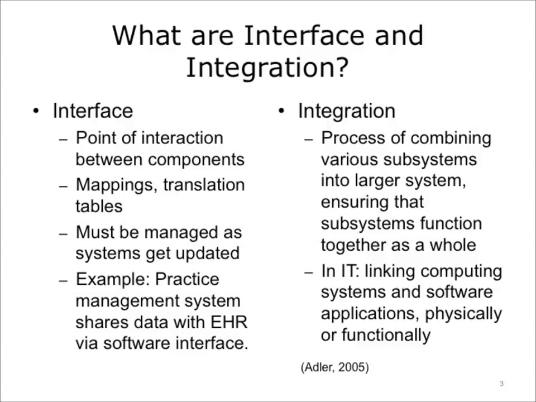A single interface consists of both source and target systems. Each interface uses a map to define where to send incoming data on the way back out of the interface. Additionally, translation tables can be used to map more than one value to a single output value. For instance, your practice management system and EHR must be able to share data. This is typically done through a software interface.